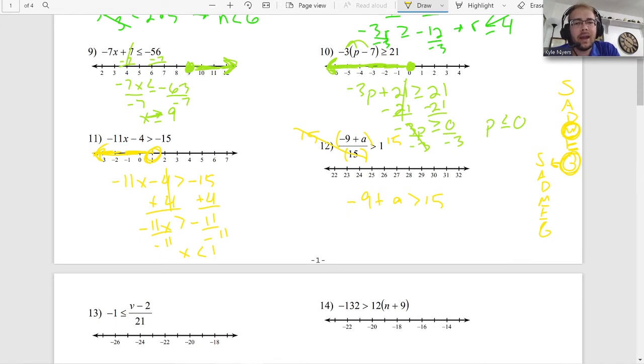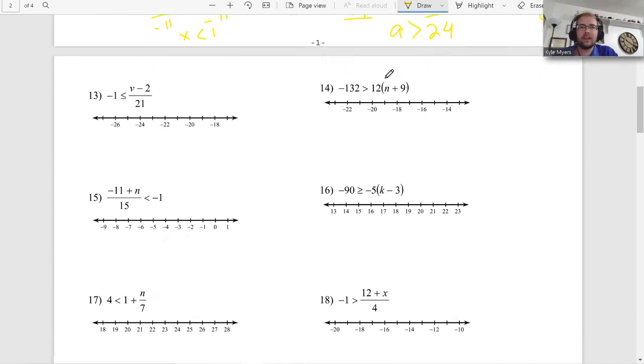So we want to add to both sides. So I want to add 9 to both sides. So I go plus 9, a greater than 15 plus 9 is going to be 24. A is greater than 24, so I'm going to have 24 right here, and then greater than goes to the right, and I have just like that, and I go on to the next one.